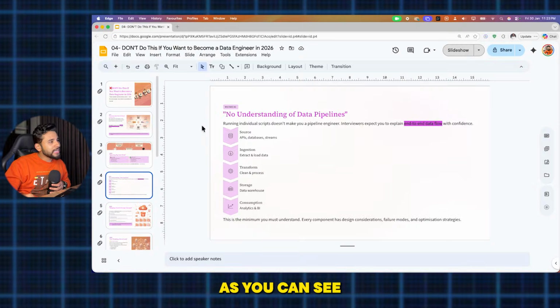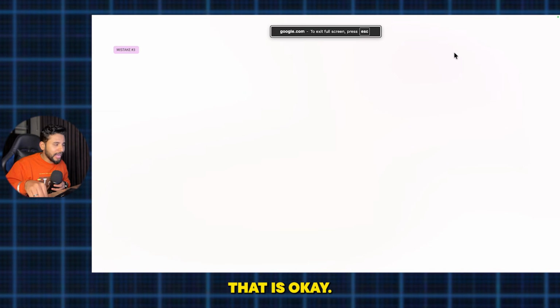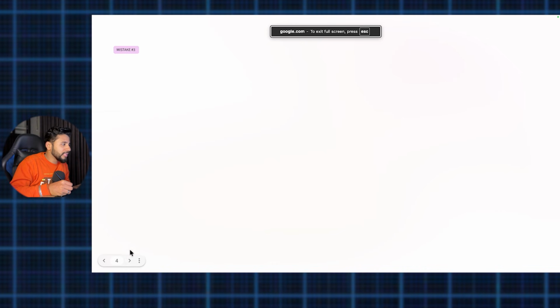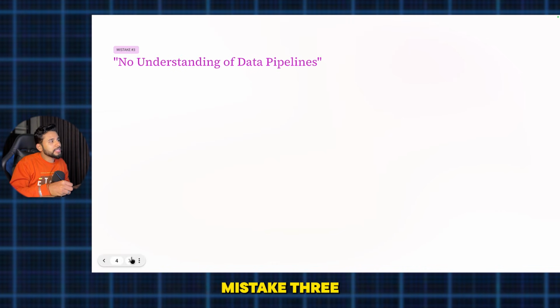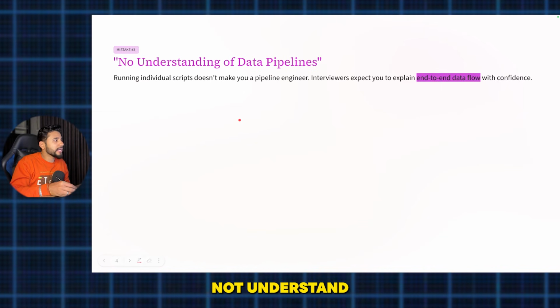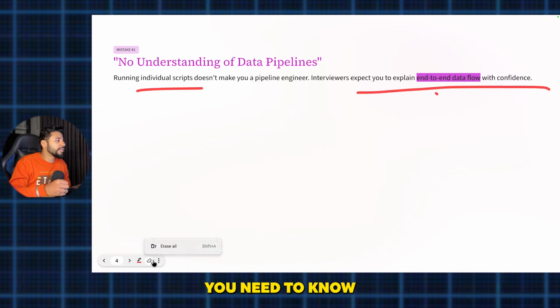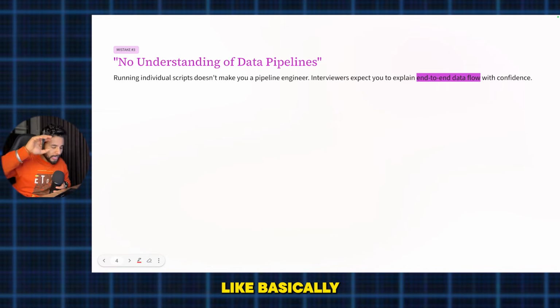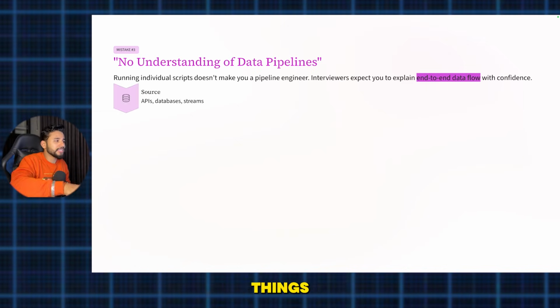Okay, so as you can see on the screen here, mistake 3 is not understanding data pipelines. If you are running individual scripts, that doesn't make a pipeline. A data engineer is expected to explain the end-to-end data flow with confidence. You need to know the whole architecture, how the data is flowing from one end to another end. End-to-end things are required.